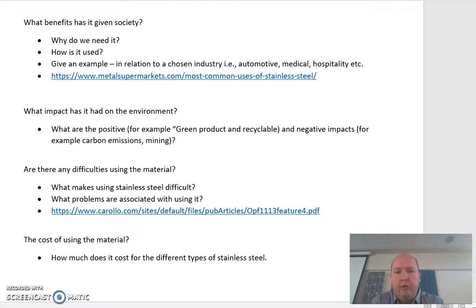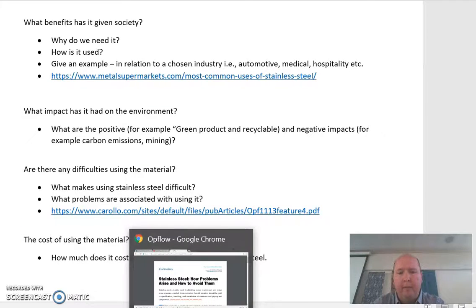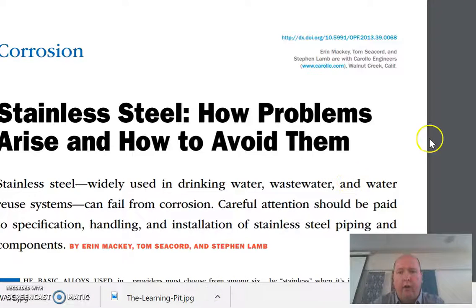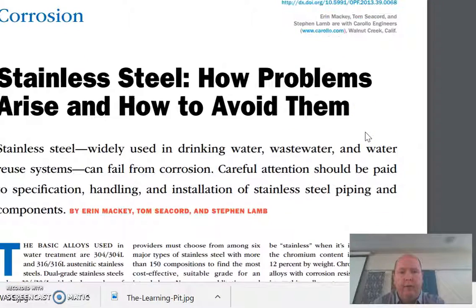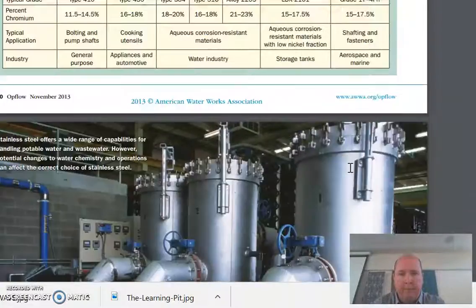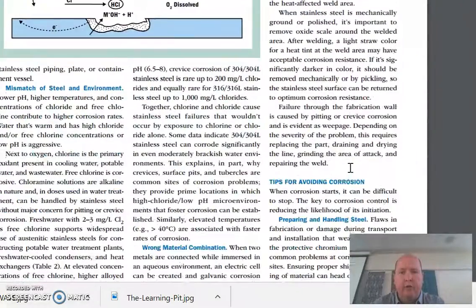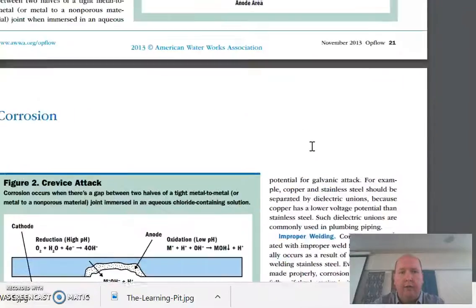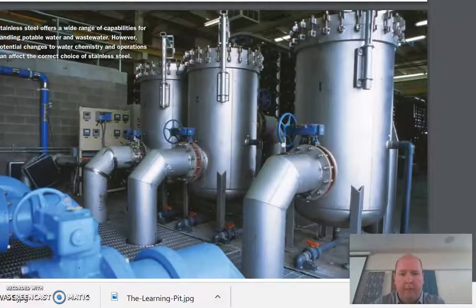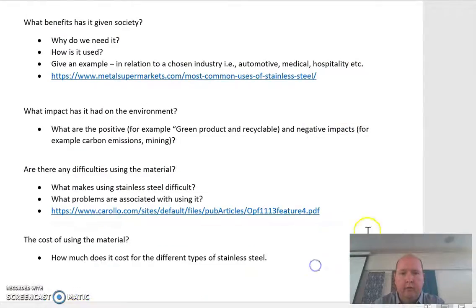Any difficulties in using the material? Okay, so that's asking about what makes using stainless steel difficult. All right, what problems are associated with using it? Now that's going to be much more for you tech students. You'll know a lot more about the technical side of using these materials. But I did find a really good article. It's highly technical, but it does go through some of the different types of problems or issues that arise when working with stainless steel and ways to avoid it. So obviously that's just one site, but at least lots of information there for a start.